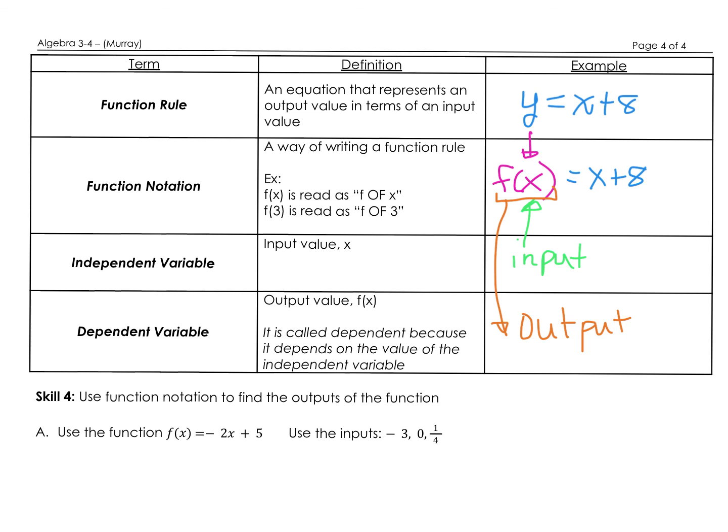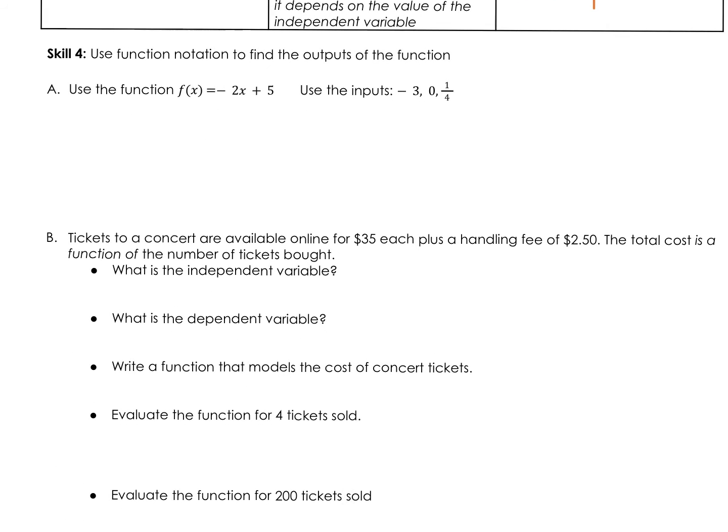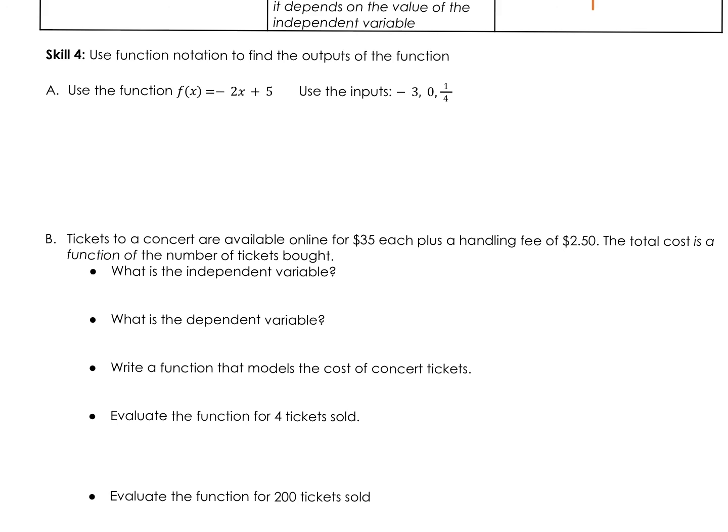All right, so let's apply these. So you're going to use function notation to find the outputs of this function. So essentially, you've got 3 different outputs and 1 function rule. You are essentially doing 3 problems in one. So if this is my function rule, x, these are my x values. We're going to put each one of these values in for x. This does not mean f times x. Remember, it's f of x.